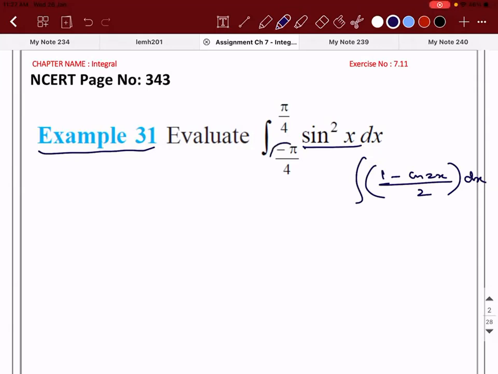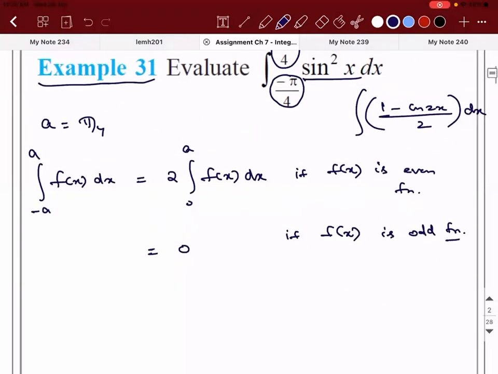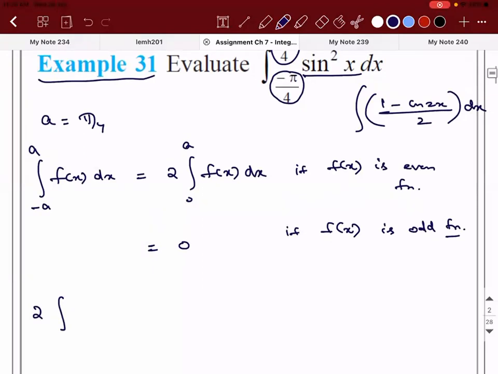I am able to observe I have the integral of minus a to a, where a is taken as pi by 4. It is of the form integral of minus a to a f of x dx. So we know this property: integral of minus a to a f of x dx is 2 times the integral of 0 to a f of x dx if f of x is an even function, or it is equal to 0 if f of x is an odd function, right?